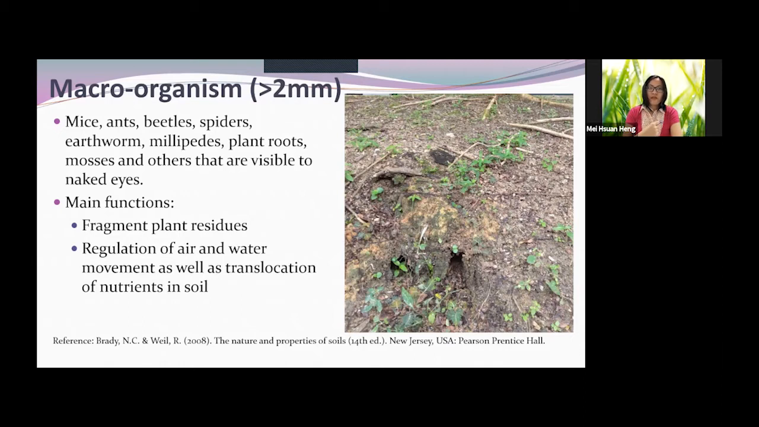Besides, earthworms, mites, or any other organism that is burrowing or tunneling in the soil will translocate nutrients from the soil surface into the subsoil or lower ground, and they can also regulate water and air movement by making pores in the soil. Secondly, the mesoorganisms, whose size is 0.1 to 2 millimeters.